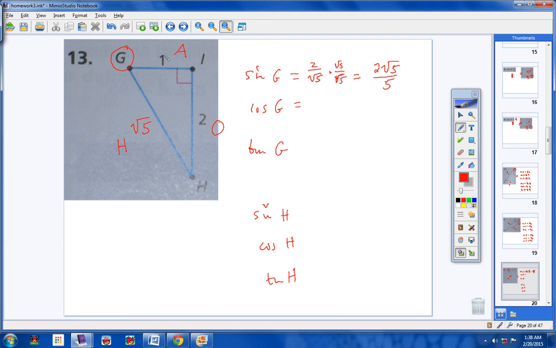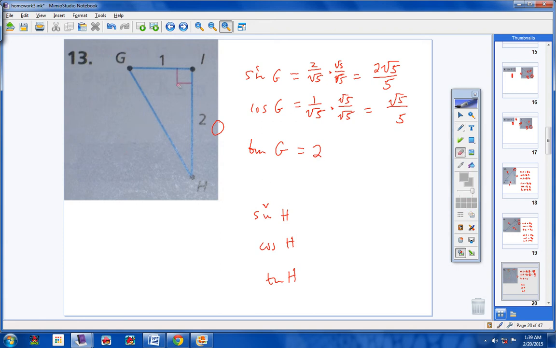Cosine is adjacent over hypotenuse, so 1 over square root of 5, multiply the top and the bottom by square root of 5, and you get square root of 5 over 5. They both have to be inside numbers, or they both have to be outside numbers, okay? All right, let's take a look at tangent of G. Tangent, opposite over adjacent. Well, that's 2 over 1, which would be 2, okay?